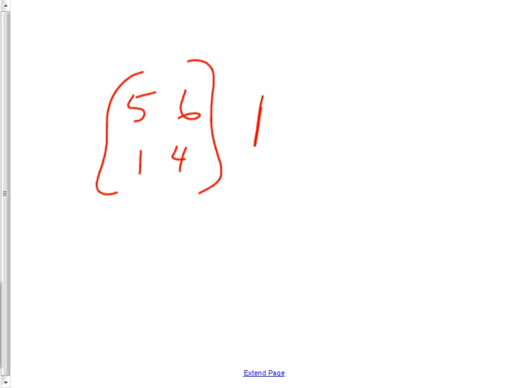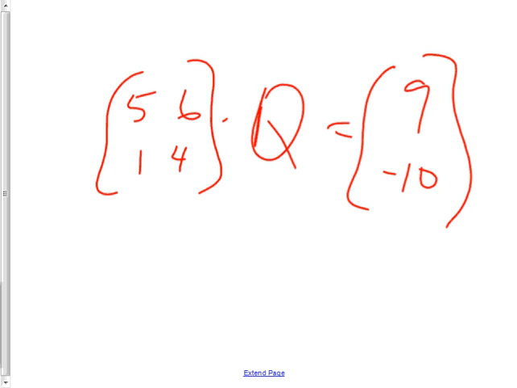But okay, back to if you used a calculator to solve that problem we just had on the board a second ago, or I'll make one like it here: 5, 6, 1, 4, times something, I don't know what. I'm going to call it matrix Q, is equal to 9, negative 10. I need the inverse of that. Well, first I got to put that in the calculator. So everybody, would you please put this in as matrix A?